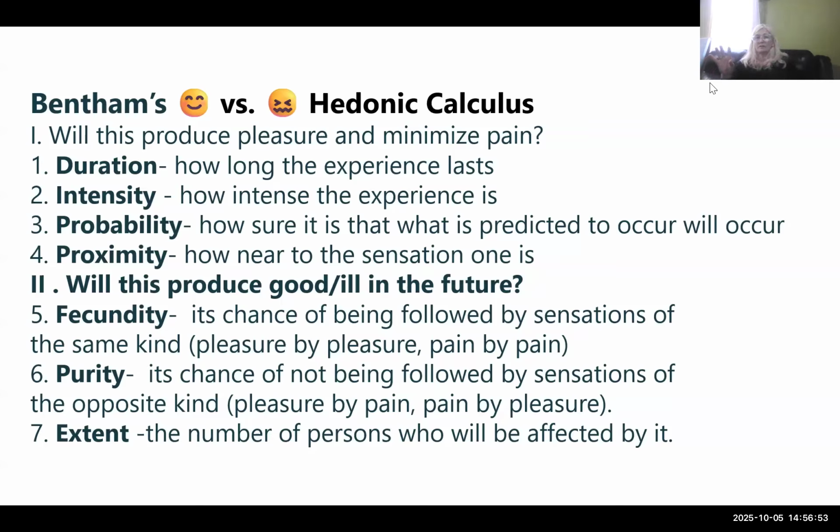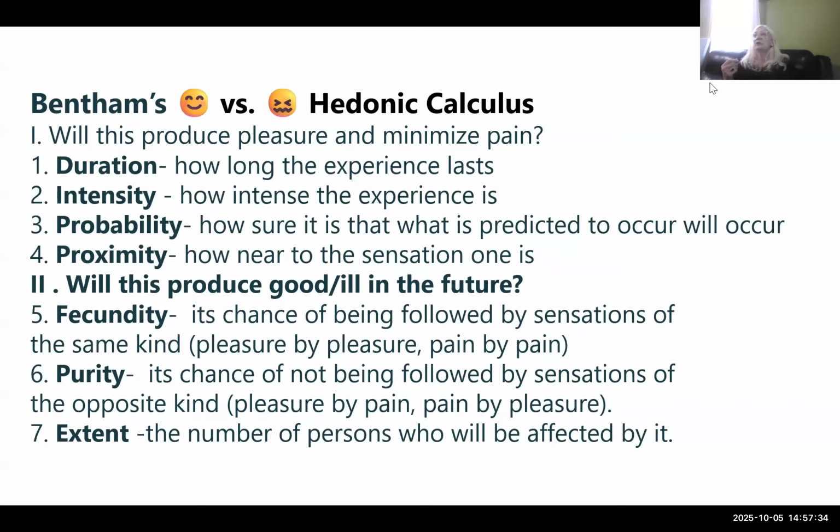So these are all geared towards, will this produce pleasure and minimize pain? But there's also questions that think more about the future. Will this produce good or ill in the future as well? So Bentham thinks about fecundity. Fecundity we can think about as producing or abundance. So it's the chance of being followed by sensations of the same kind. So how does a pleasure lead to other pleasures? Does a pain lead to other pain?